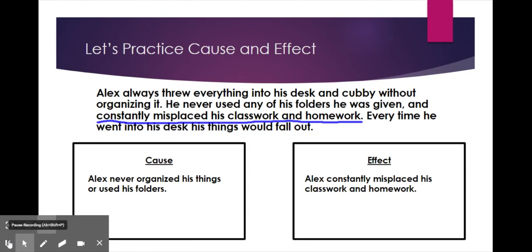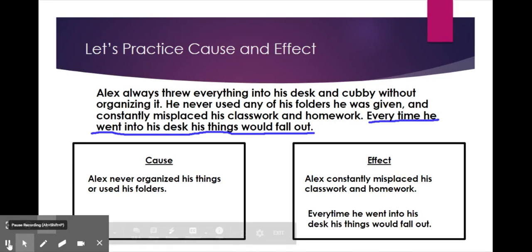Let's identify the next effect. Pause the video, reread the paragraph, and write it down or just think about it. Every time Alex went into his desk, his things would fall out. Next, ask yourself, why did it happen? Why did his things fall out of his desk every time he went into it? His things would constantly fall out because he threw everything into his desk and cubby.